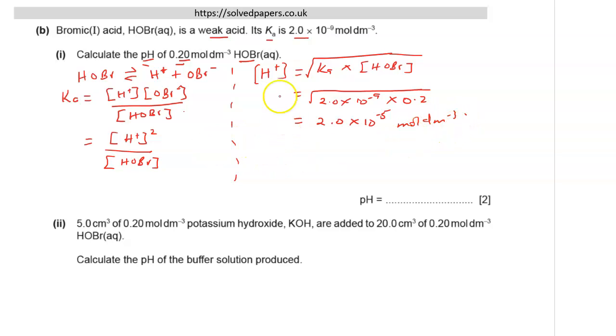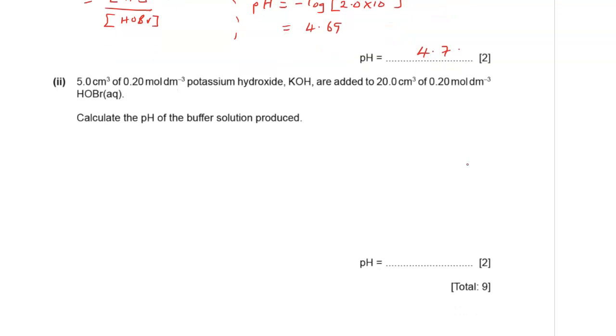Now, we know that the pH is equal to the negative log to base 10 of the concentration of hydrogen ions, which happens here to be 2 times 10 raised to power minus 5. Therefore, when you do correct calculation here, you get the pH of bromic 1 acid to be 4.69. So approximately this is 4.7. The pH of bromic acid.